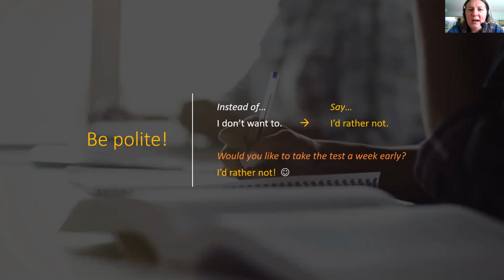It's too wet. I'd rather not be at the movie theater tonight. I just want to stay home. I'd rather not be at this restaurant. The wait is far too long. Let's go somewhere else. Okay? So it's just being extremely polite. Would you like to take the test a week early? I'd rather not, right? You can be extremely polite and still say, no, I don't want to.